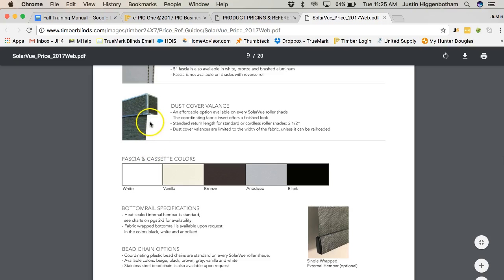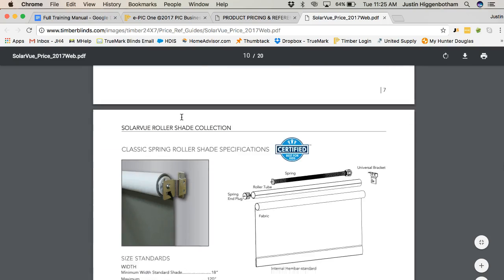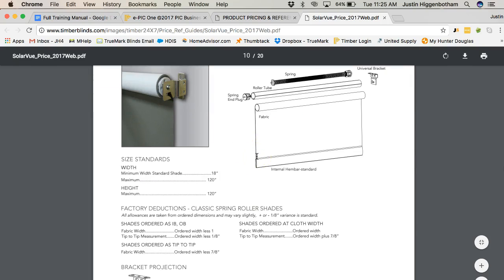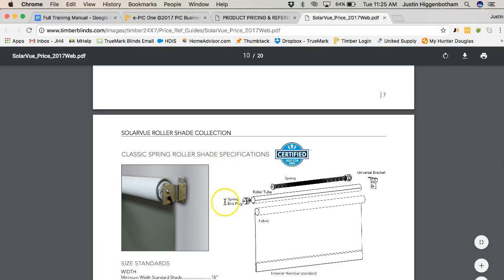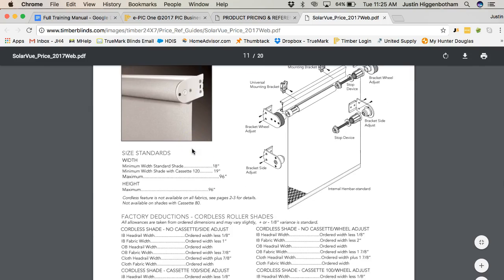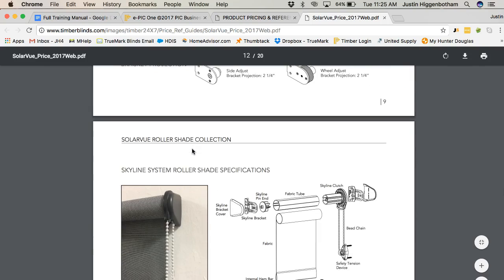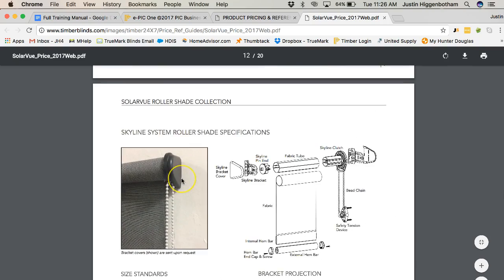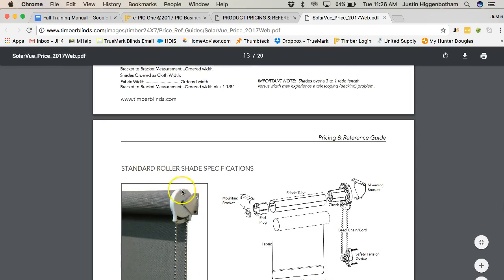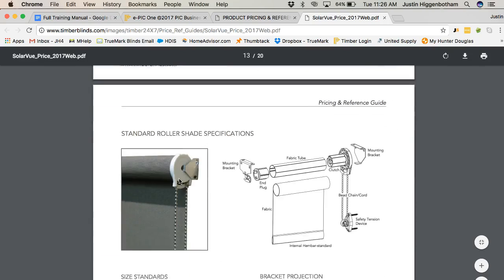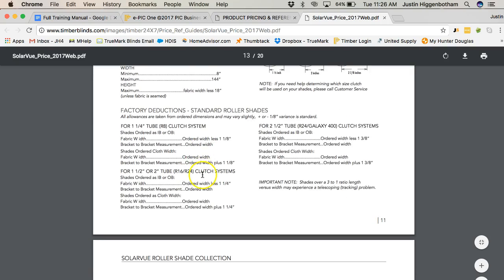These are the colors for those design options. And these are the different types of basically shade specifications. So there's classic spring roller, which we don't sell a lot of. Cordless roller, you'd sell probably a little bit more of. And then the Skyline system roller shade is what we sell the most of. That and this, the standard roller shade. So that's as simple as that. Let's go down here a little bit lower.